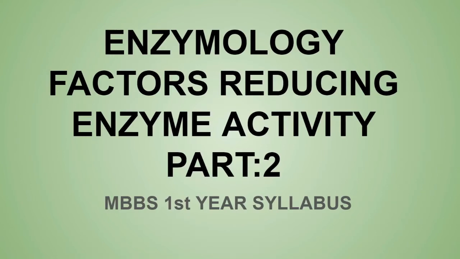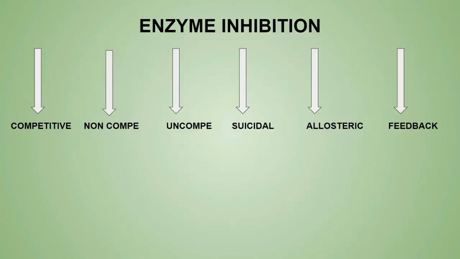Hello everyone. Today we will discuss the factors reducing the enzymatic activity. Part 2. Part 1 is about the factors influencing the enzymatic activity. Now first of all, enzymatic inhibition. In this we have 6 subtopics: competitive inhibition, non-competitive, uncompetitive, suicidal, allosteric and feedback inhibition.